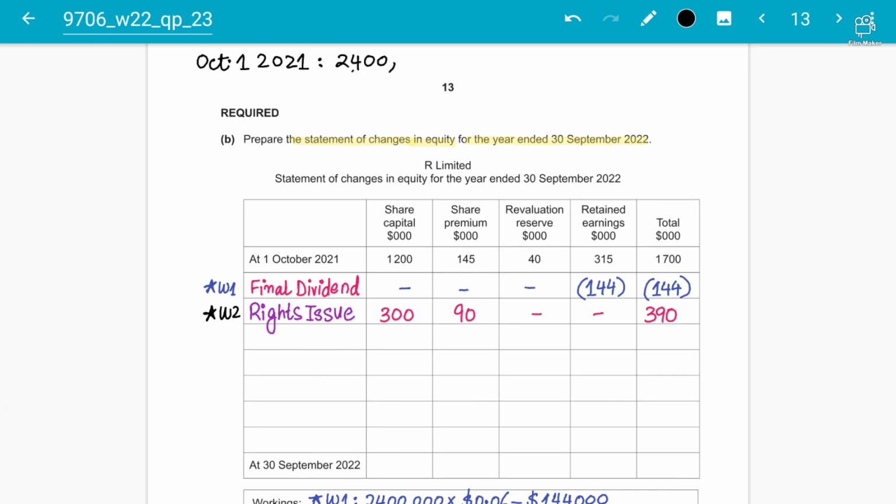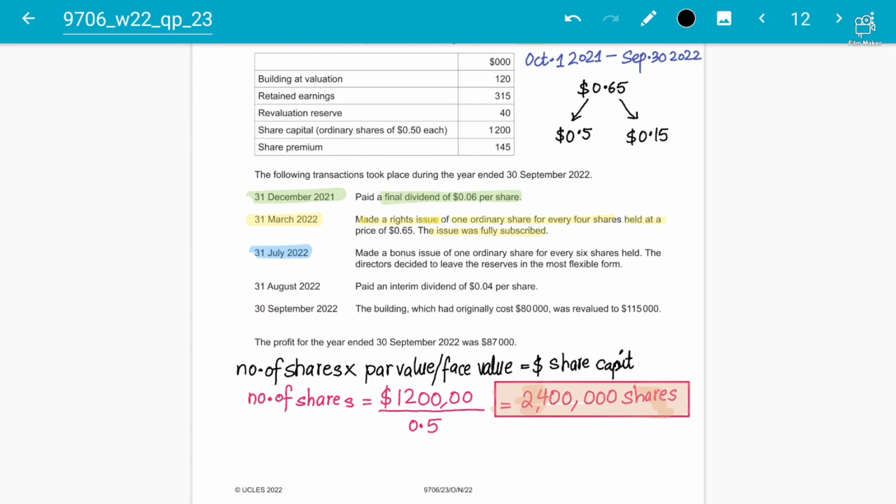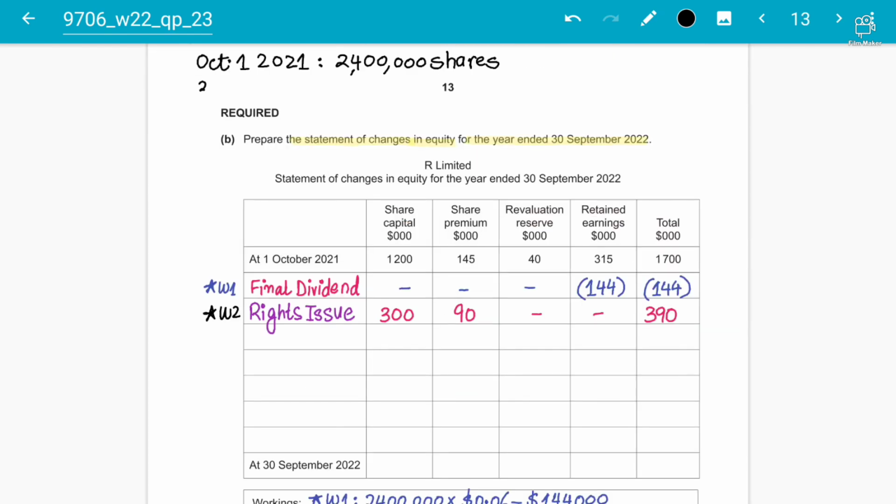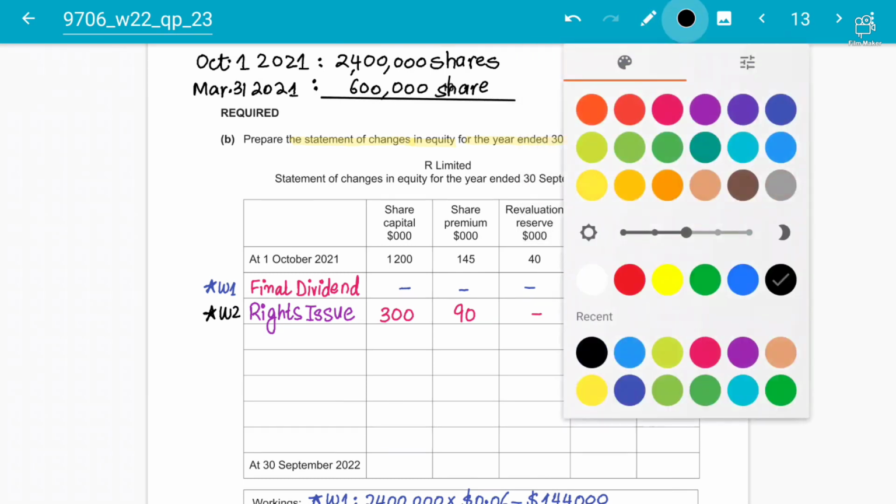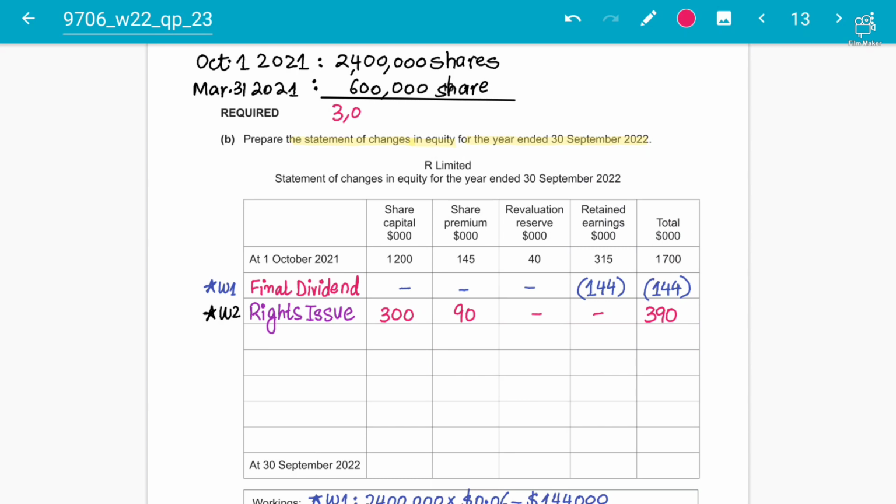So 2,400,000 shares were there. Then on this adjustment, this date, that is 31st March 2022, still the year hasn't ended, you have added some 600,000 shares. So you need to understand now your shares will be 3 million. Okay, so this will be adding up and you will get the new number of shares.